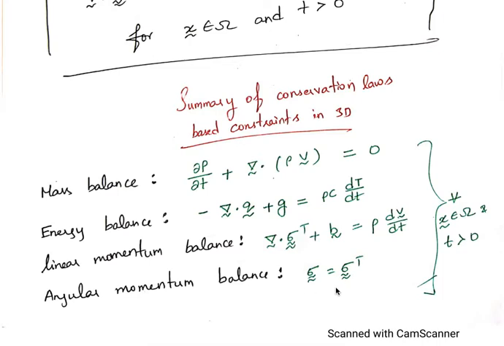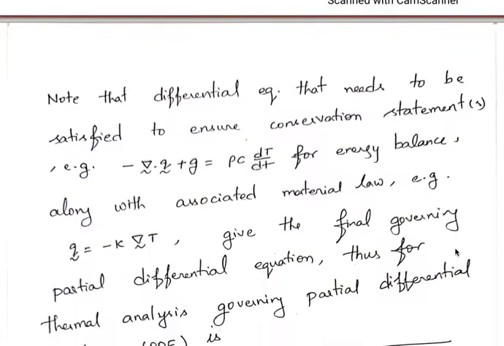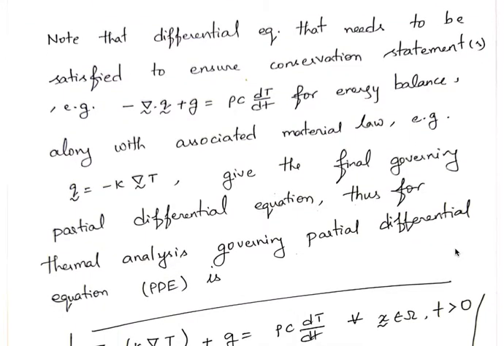So the nice thing about whatever we have derived until now is that these are generic in nature. They are not going to change from problem to problem. So these are going to be universal differential equations which will have to be satisfied in order to ensure the said conservation laws, and they have to be valid at all points in the domain at all time.